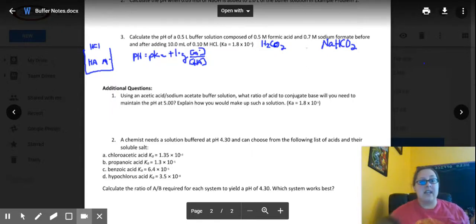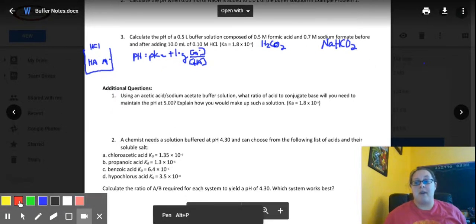Sodium formate is a salt, and we see that it came from NaOH and formic acid. NaOH is a strong base. Formic acid is actually a weak acid. So this is actually a basic salt. So we have a weak acid and a basic salt, aka a conjugate base. So that tells us that we have a buffer here.